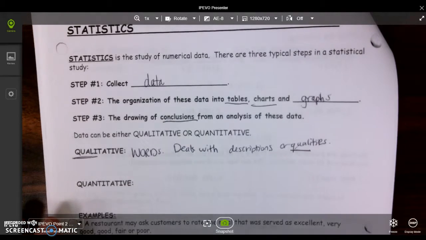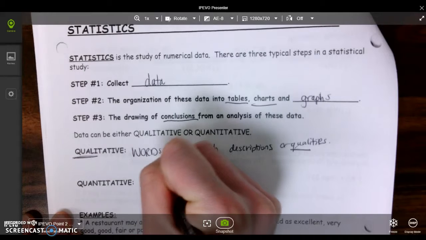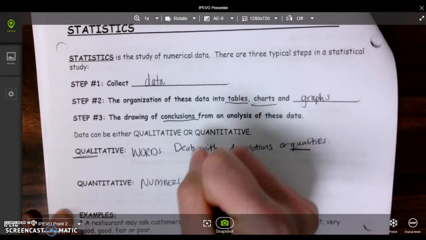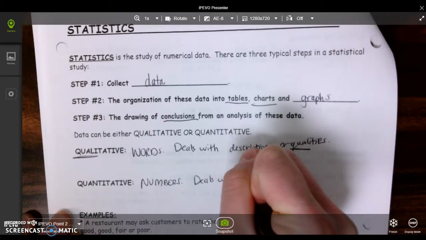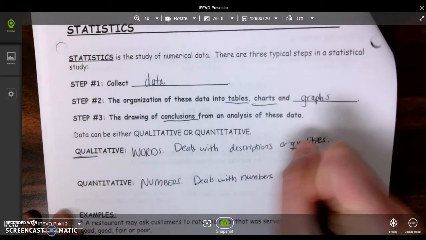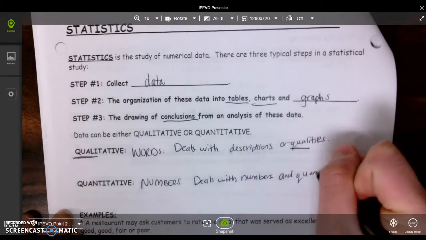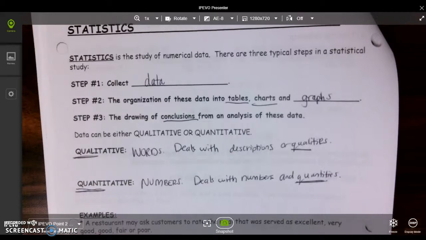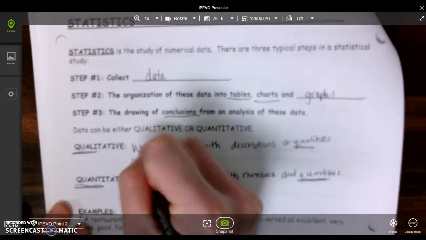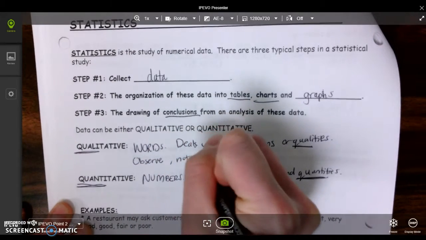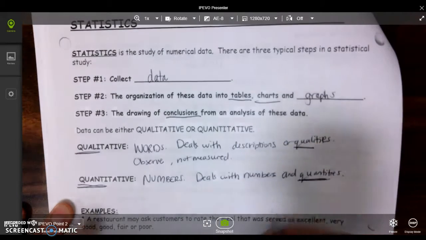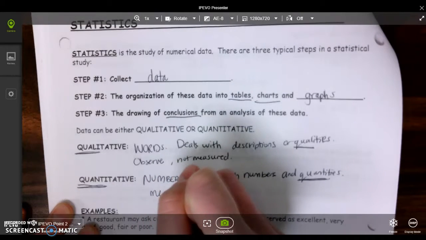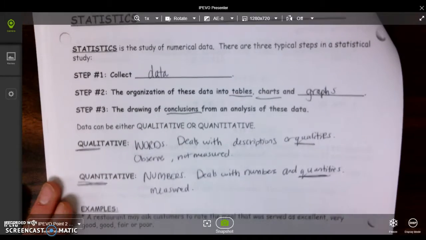Okay? Quantitative data, you're thinking numbers. Okay? This deals with numbers and quantities. Again, quantities from quantitative, right? So you see how the base word is helping you figure out whether it's words or numbers. Okay, so this is the type of data that you observe. It can't be measured. And this is the type of data that can be measured. And I think as we do examples, you'll understand the difference between the two.